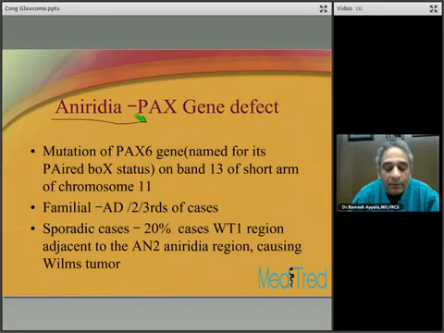From the eye point of view, these patients have ectopia lentis. In 80% of the patients, usually the lens is displaced up and out, as opposed to Weil-Marchesani, which is down and in. They are associated with high myopia, increased risk of retinal detachment, open angle glaucoma, and skeletal abnormalities, as we discussed previously.